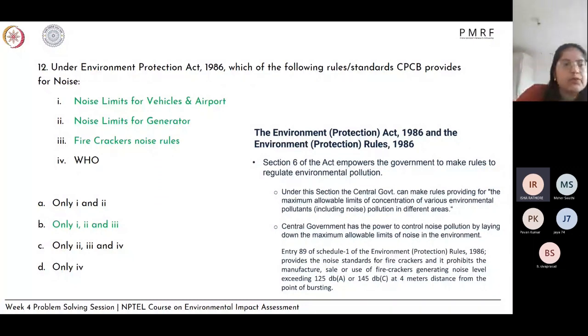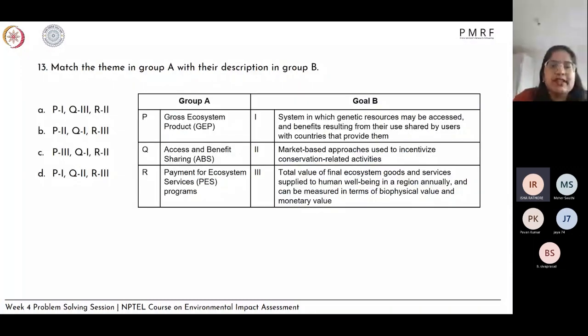Guys were right. Okay, moving on to question 13. Match the theme in group A with their description in group B. So we talked about the gross ecosystem product, and we have also discussed a bit on the access and benefit sharing, ABS. Okay, we have an answer.